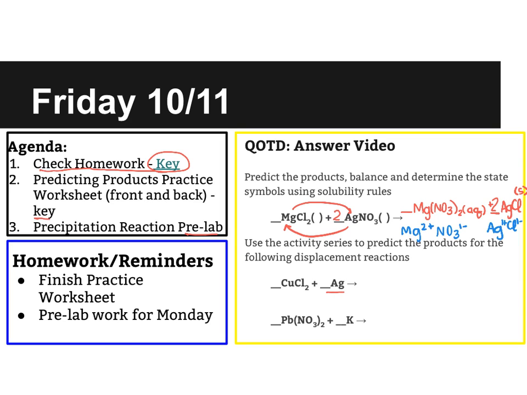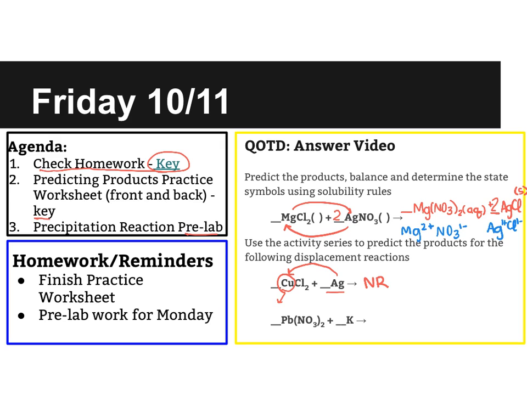Silver's near the bottom, and I'm going to see, is it above or below copper? So ideally, or what it's supposed to do, silver's going to kick out copper. Now in this case, copper is above silver, and so this reaction will not happen. So I'm going to write NR for no reaction.